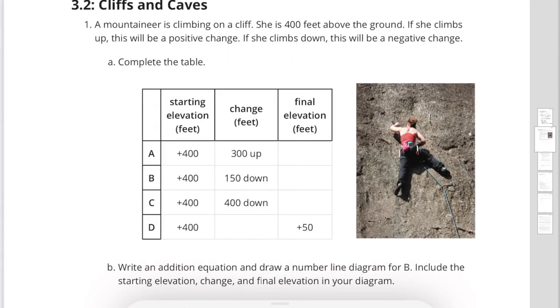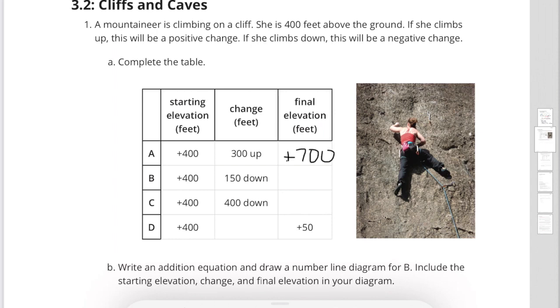Number 2, a mountaineer is climbing on a cliff. She is 400 feet above the ground. If she climbs up, this will be a positive change. And if she climbs down, this will be a negative change. So on A, she started at 400 feet, positive 400 feet. Her amount of change was 300 feet, and she went up, so that's a positive change. So if I start at 400 and I move up positive 300 feet, my final elevation would be positive 700 feet.